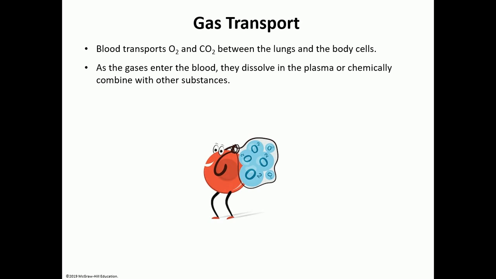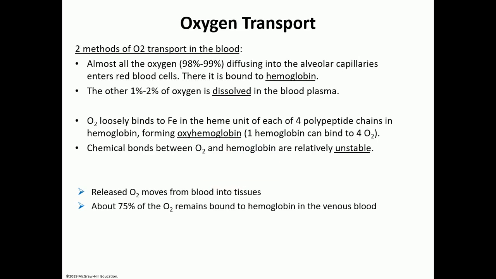Now gas transport, which again is the function of the respiratory system and a function of the cardiovascular system. We will talk about how we transport oxygen and carbon dioxide between the lung and the blood cells. Sometimes these gases can just dissolve in plasma, or they can combine chemically with other substances. So we'll talk about oxygen first. Oxygen can be transported in two different ways. The majority of oxygen is bound to hemoglobin that is found in your red blood cells. Just a tiny bit of oxygen, 1 to 2%, can be dissolved directly into blood plasma.